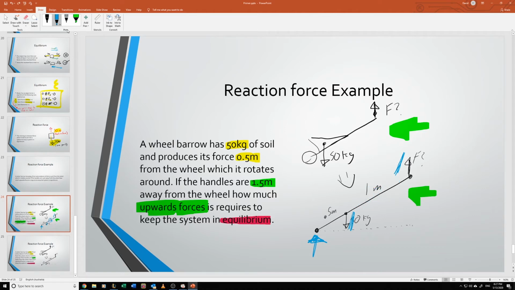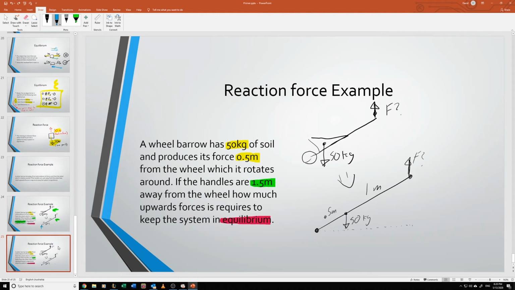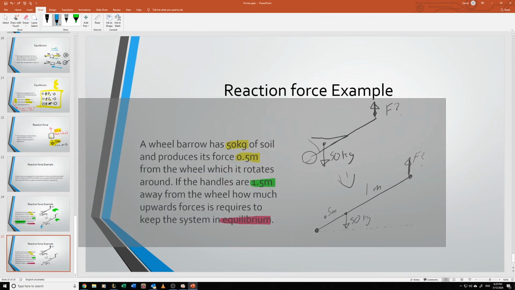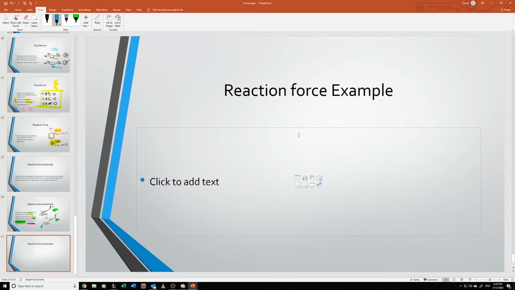So we know that there's an extra force, and it makes sense. The wheel has to be pushing up onto the ground. So let's go and get this scenario, and let's pretty this up, and let's start doing this working out. Let me just delete some stuff.